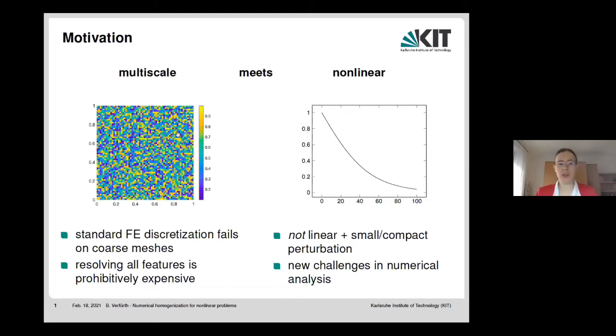And as you've learned this week, especially in the course of Daniel Peterseim, this typically means that the standard finite element discretization does not produce good approximations if you do not resolve all the variations and jumps of this coefficient. On the other hand, resolving all these variations of the coefficient is prohibitively expensive because it can mean a lot of degrees of freedom and large linear systems.